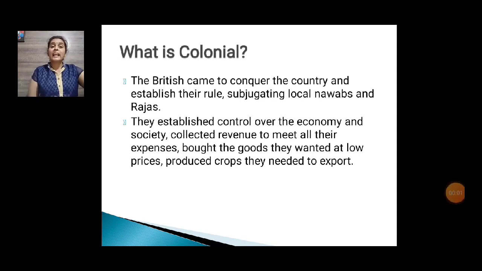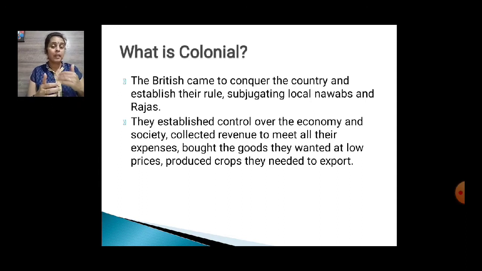I was telling, they collected revenue to meet their expenses, because they brought a huge army with them. That huge army has to be maintained, and for that they needed money, and they started collecting revenue from the Indians, and that revenue they utilized for their purpose. They bought the goods they wanted at low prices. They bought means purchased. They purchased goods from the Indians at low prices, and they produced crops they needed to export.